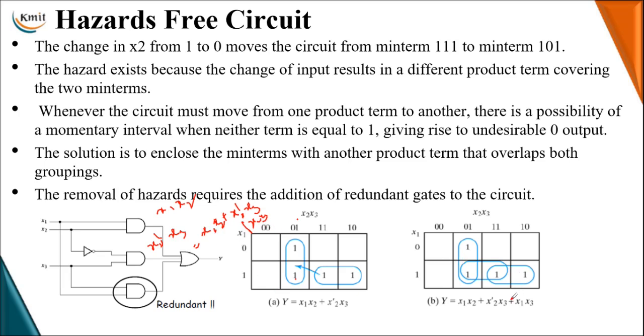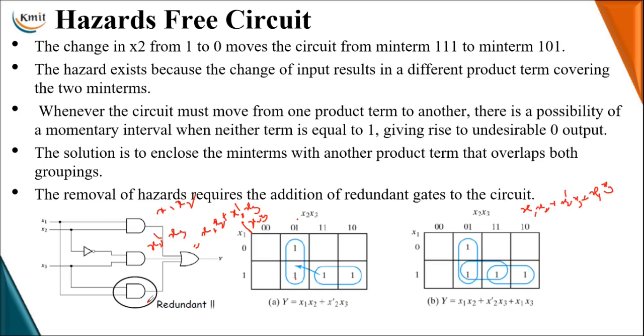Then we can have the introduction of one more term, which is the minterm added along with x1 x2 plus x2 bar into x3. So we could also have one more redundant term, which is x1 into x3. Now let me connect x1 x3.